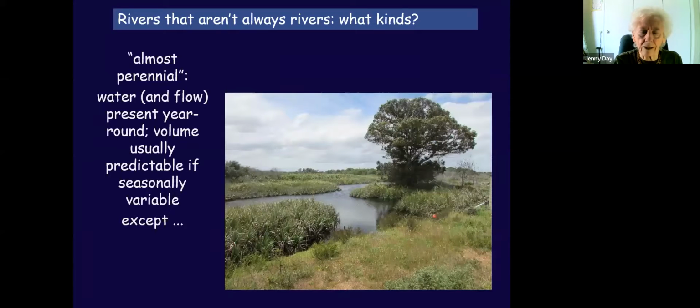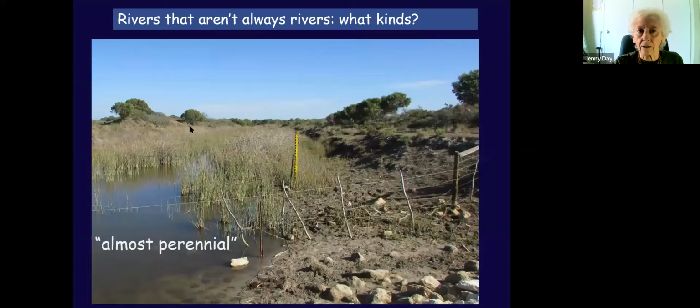Then there's another category that we're kind of beginning to realize actually does occur, and that is almost perennial. And we discovered an almost perennial system during the work on our non-perennial rivers. Water and therefore flow are present year-round. The volume is usually predictable, even if it's seasonally variable, except when it isn't. And this is a photograph of the same river that we've been working on, the Nuwejaars River. And this yellow stick is a gauging rod. You can see that it actually is not even in the water at all, which is extremely unusual.